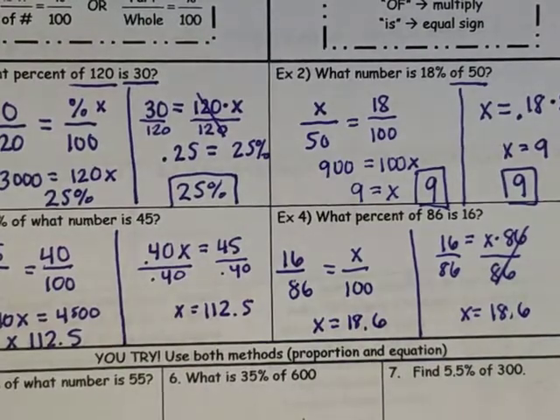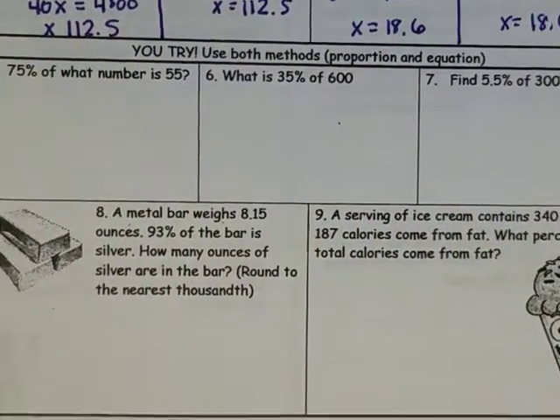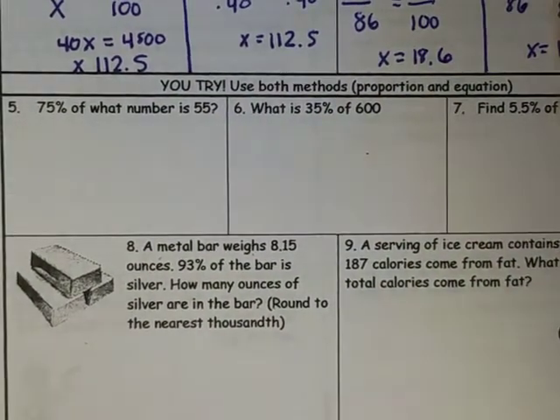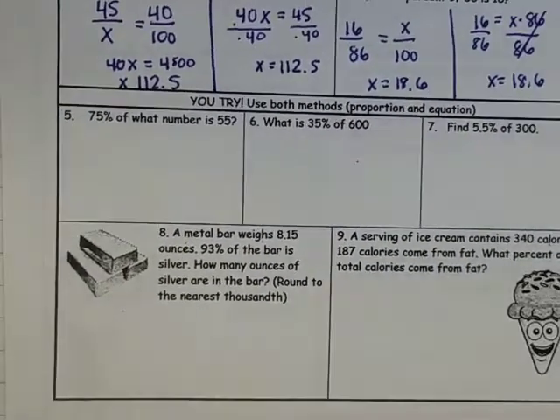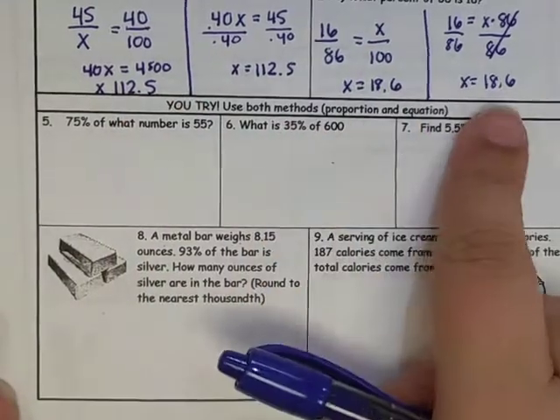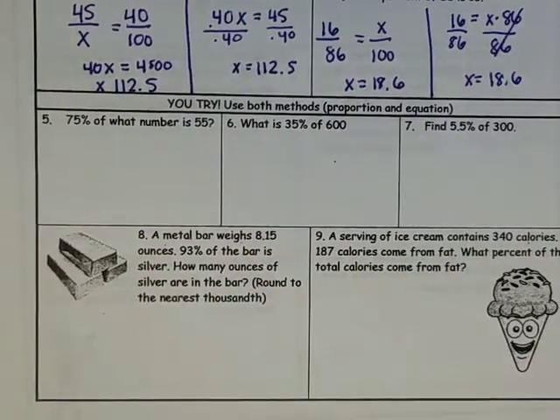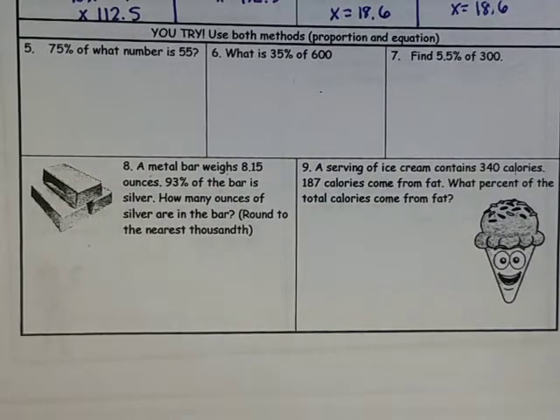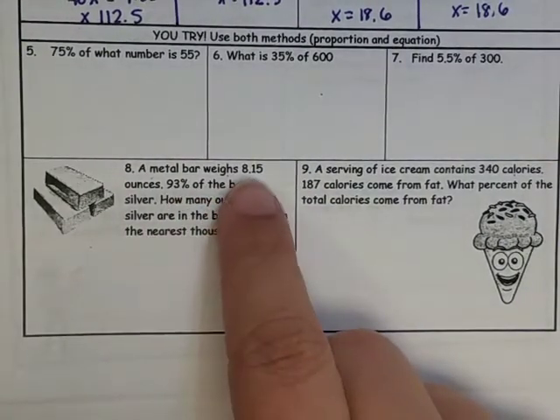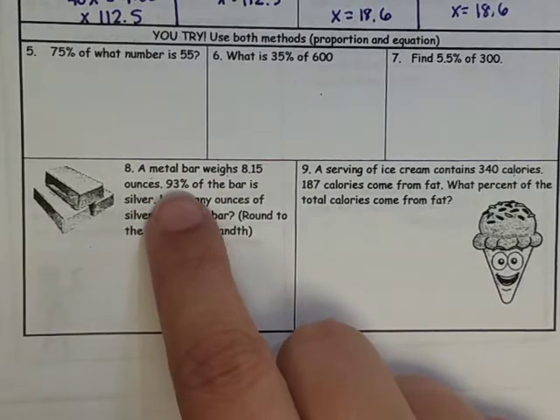Okay, so then what I want you to do is I want you to try these on your own at the bottom, or try these 3. Numbers 5, 6, and 7 on your own. And then number 8 and 9 we can do together, and then on the back side you'll try those as well. So a metal bar weighs 8.15 ounces.